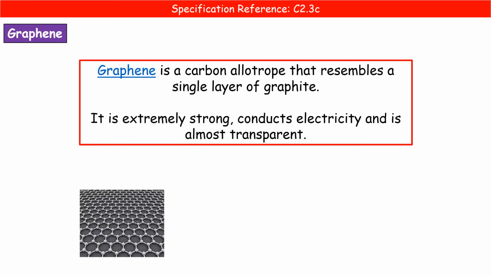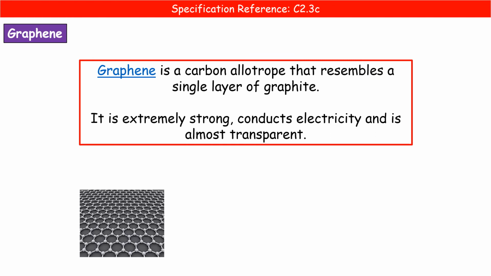The next one is graphene. Now, graphene basically resembles a single layer of graphite. What we find then is each carbon atom is still bonded to 3 other carbon atoms, but they're not having those different layers held together by those weak forces. Instead, it's just a single layer of those carbon atoms bonded to 3 others.